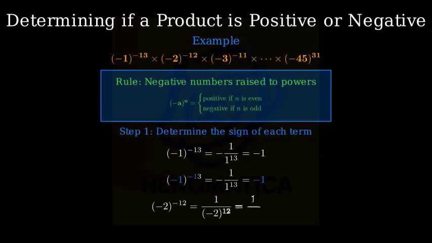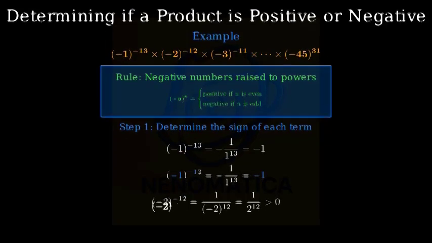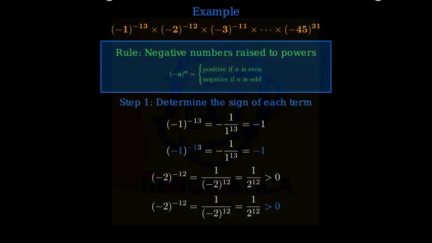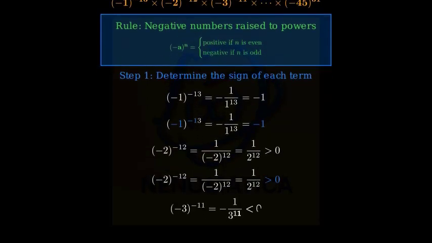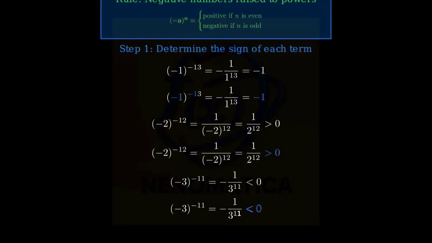Next, let's examine negative 2 to the power of negative 12. Since negative 12 is an even number, and a negative base raised to an even power gives a positive result, we get positive 1 over 2 to the power of 12. So negative 2 to the power of negative 12 equals 1 over 2 to the power of 12, which is positive. For the third term, negative 3 to the power of negative 11. Since negative 11 is an odd number, the result will be negative. So the sign of this term is negative.